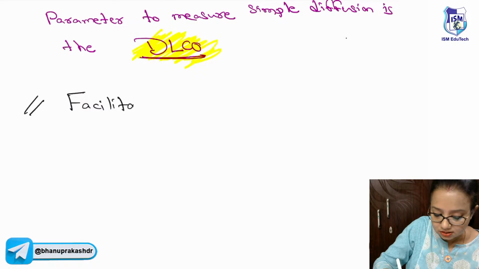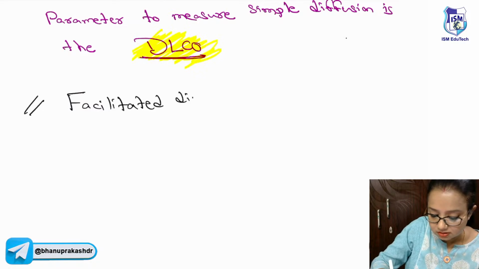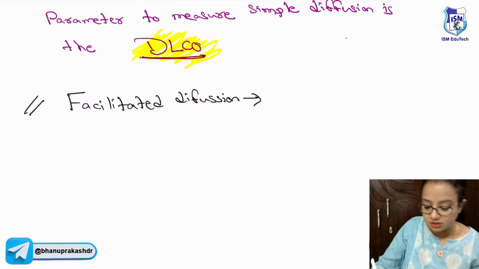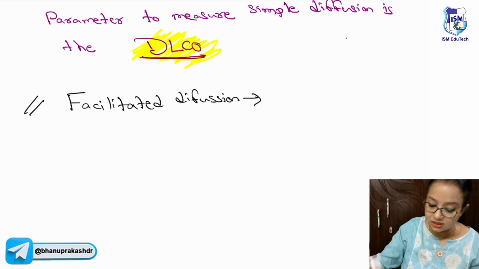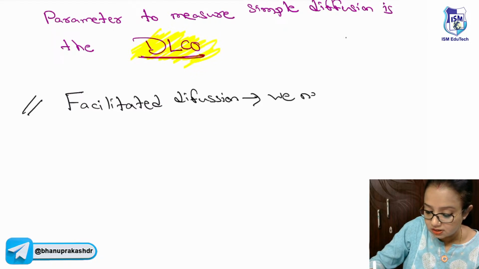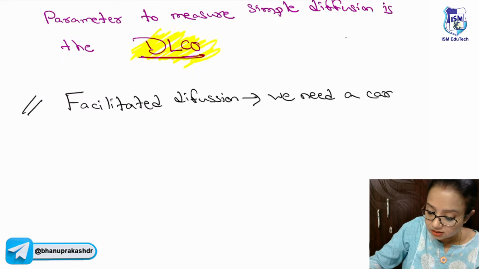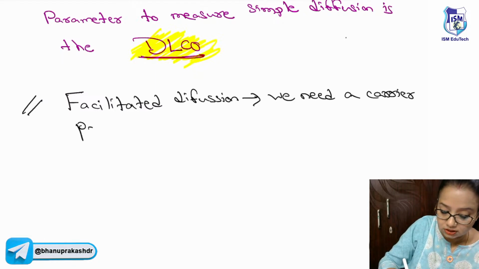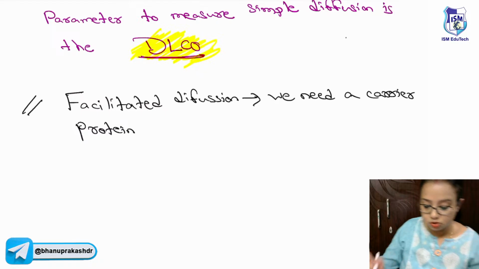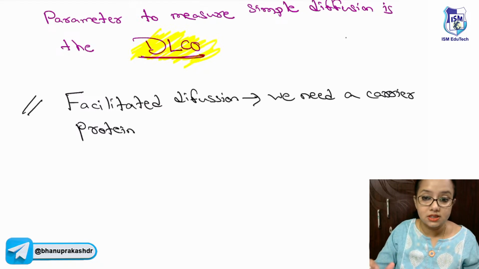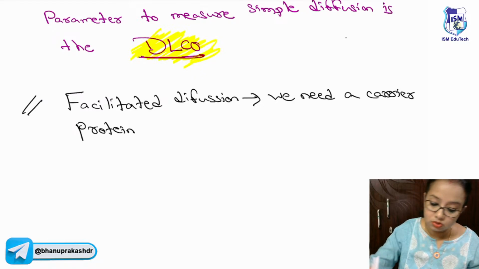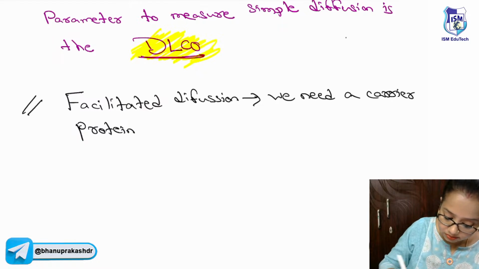facilitated diffusion. Now, facilitated diffusion is a passive diffusion, of course. It is a passive transportation. Here, we need a carrier protein. So here also the transportation is happening across the concentration gradient, but due to certain reasons, we need a carrier protein.